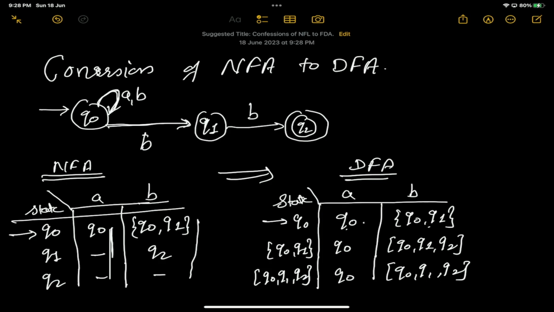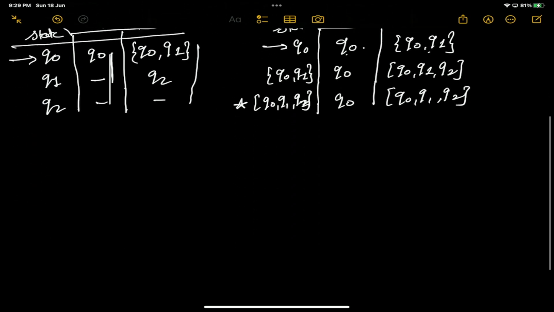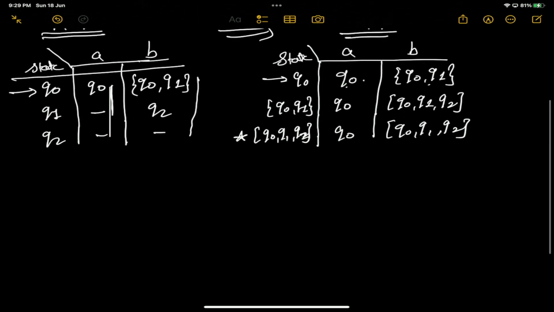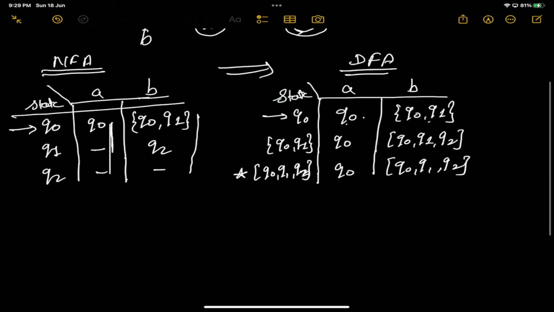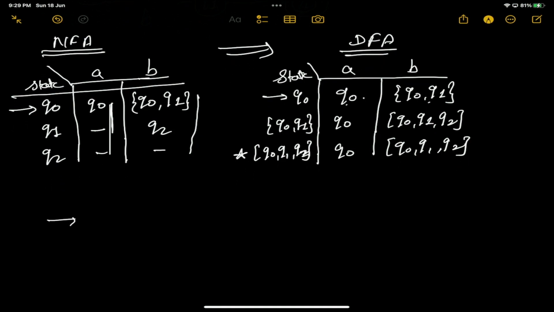Now the final state. The final state is Q2 in the NFA, so whichever state contains Q2 is your final state in the DFA. This one is your final state for this DFA. Now after completion of the transition table, you have to draw the transition diagram. For the transition diagram, this one is the initial state Q0, the next state is Q0, Q1 which is the new state, and the next state is Q0, Q1 and Q2.